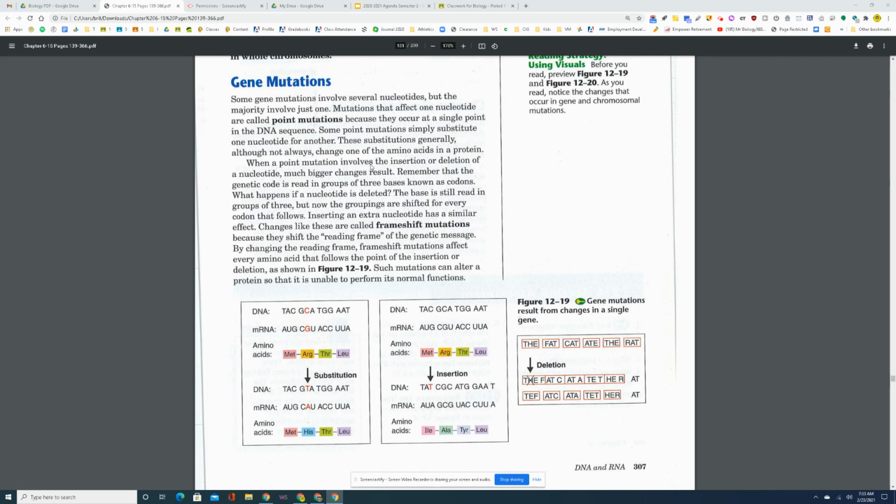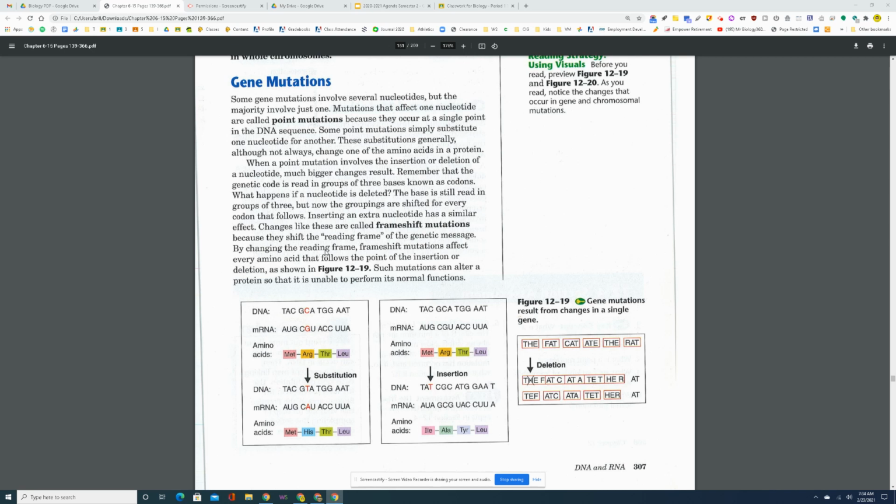When a point mutation involves the insertion or deletion of a nucleotide, much bigger changes result. Remember that the genetic code is read in groups of three bases known as codons. What happens if a nucleotide is deleted? The bases are still read in groups of three, but now the groupings are shifted for every codon that follows. Inserting an extra nucleotide has a similar effect. Changes like these are called frameshift mutations because they shift the reading frame of the genetic message.